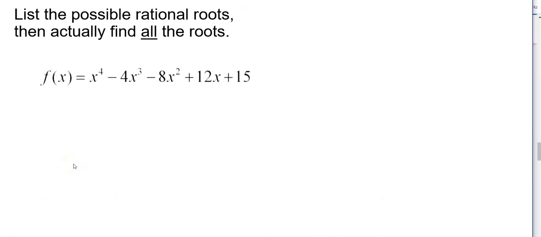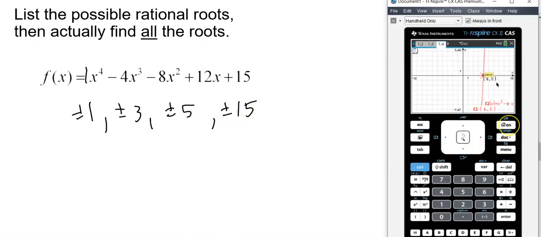Let's try this one. Again, pretty easy because our leading coefficient is 1. So you can just list them out. Plus or minus 1, plus or minus 3, plus or minus 5, and plus or minus 15. So let's graph it to find the actual rational solutions.